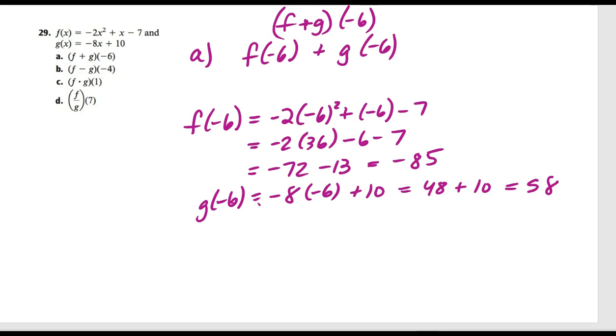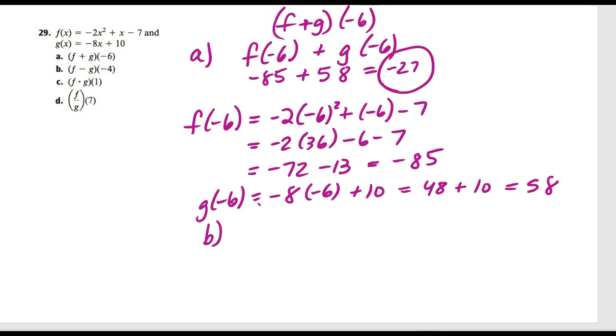So when I now replace f at negative 6, I'm going to write negative 85. And g at negative 6, I'm going to write 58. And when I subtract those two, I get negative 27. Let's move on to b.